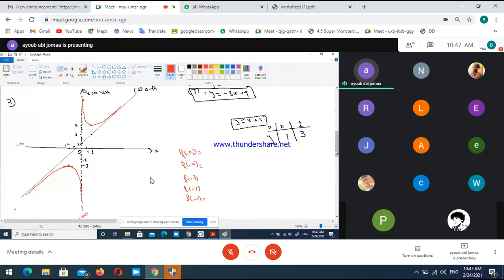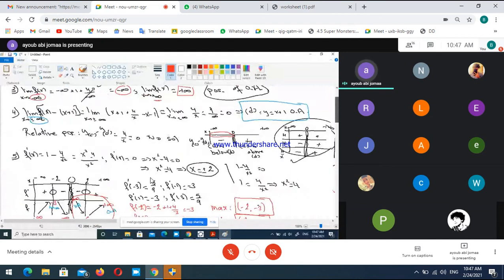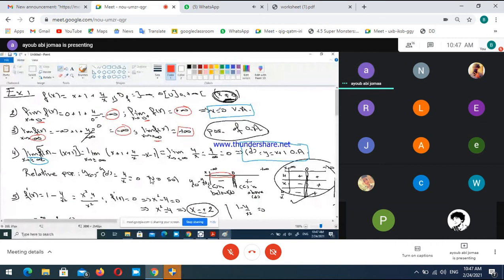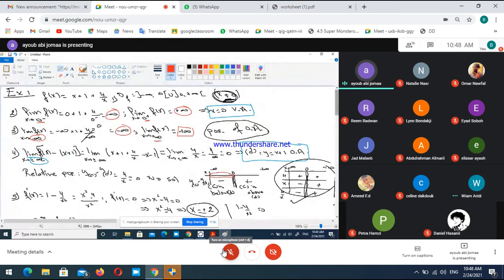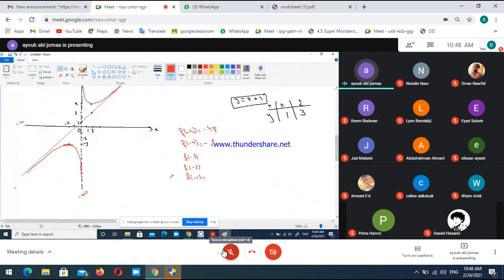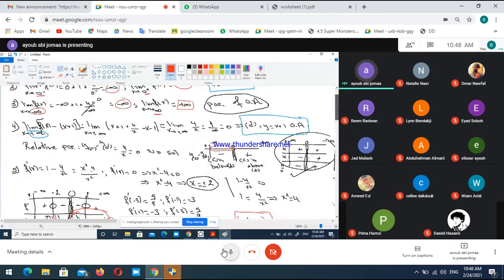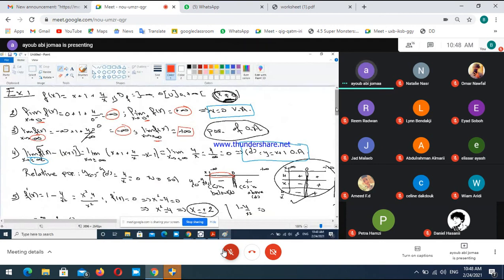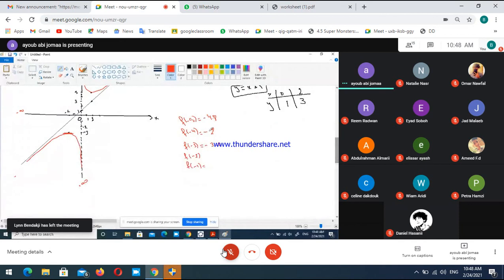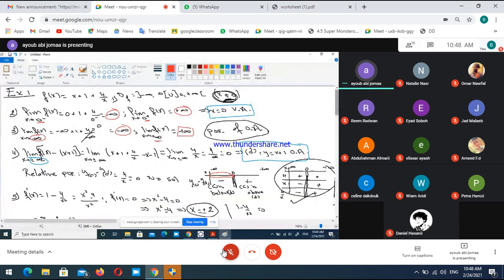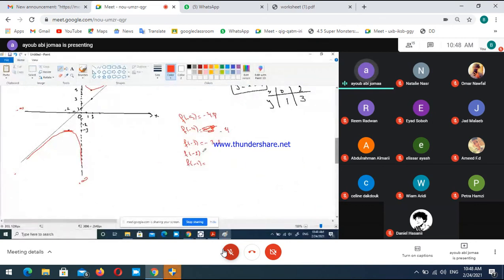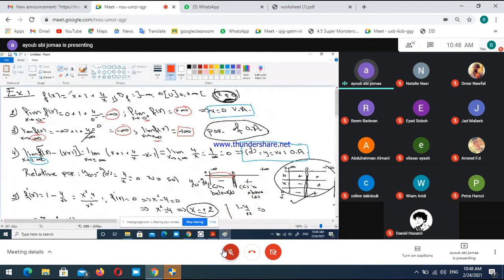f of negative 5: start replacing in the function, negative 5 plus 1, negative 4, plus 4 over negative 5, so the answer is negative 4.8. f of negative 4, the same idea: negative 3 minus 1, it's negative 4. I'll show you how to get these on the calculator with a table. f of negative 3 is negative 3.3. f of negative 2 we already found, it's negative 3. f of negative 1 is negative 4.